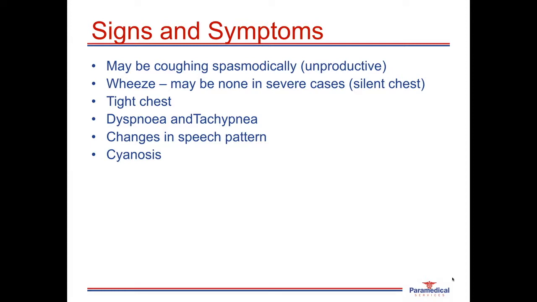We may start to notice signs and symptoms such as cyanosis, especially when things are progressing to the moderate and severe cases. Cyanosis is a clear sign that we don't have enough oxygen inside the bloodstream. So we see the central cyanosis, which is that blue discoloration around the nose and the mouth. And you can also witness peripheral cyanosis all the way down at the fingertips.